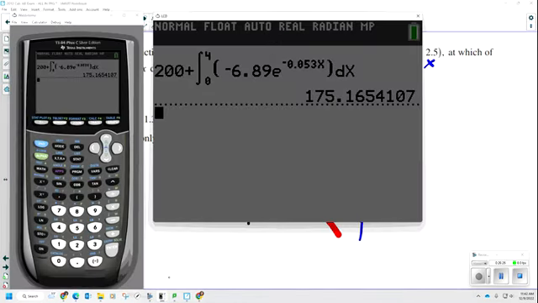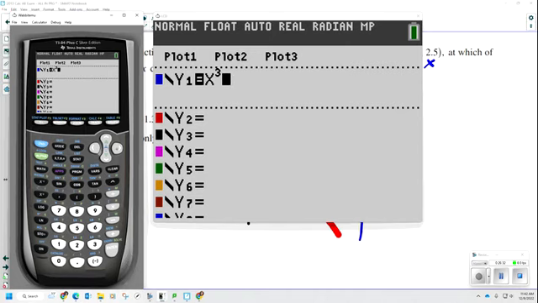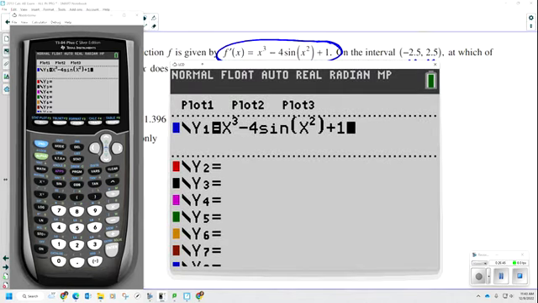So let's go to y equals. Let's put in something fancy there. X cubed minus 4 sine of x squared plus 1. Don't forget that plus 1. Okay, that looks like what I want. Yeah, that's it right there. Okay, we're good.